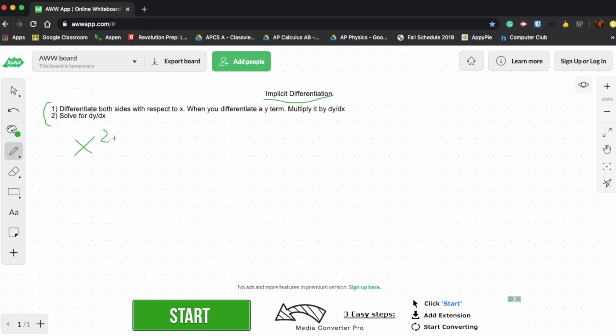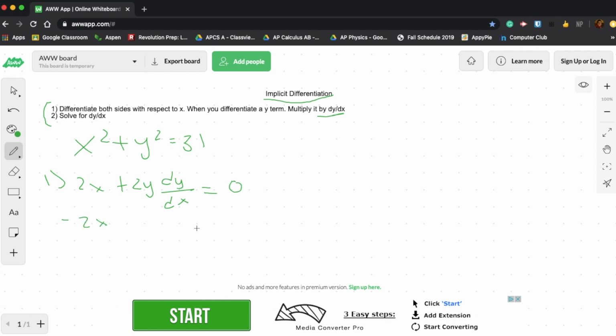So the simple example is going to be x squared plus y squared equals 31. First step, differentiate both sides with respect to x. 2x plus 2y, and remember, multiply by dy/dx whenever you differentiate a y term. And then 31 is a constant, so our derivative would be equal to 0. After that, solve for dy/dx, right?